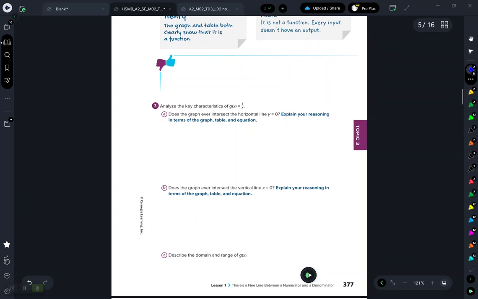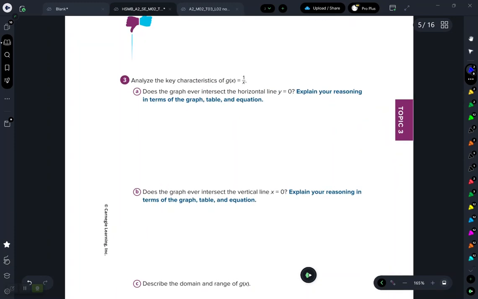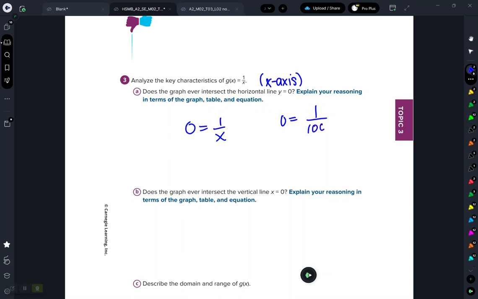Okay, I'm going to jump to number 3. This is a key characteristic of this graph. Does the graph intersect the horizontal line y equals 0? This is also known as the x-axis. In other words, will y ever equal 0? Is there something I can plug in to x that would make this 0? Well, it's not 0 because 1 divided by 0 is undefined. And if we plug in a large positive number, you get something incredibly small.